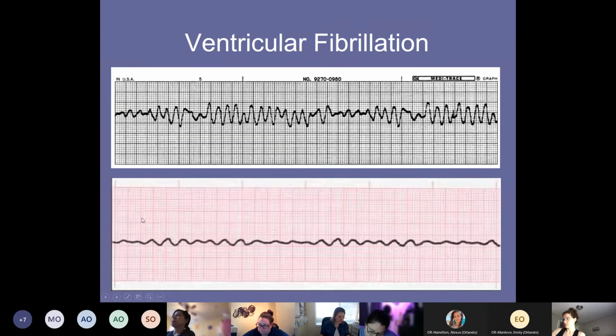VFib, defib, right? This is a chaotic rhythm, discharge of ventricles from multiple irritable electrical foci in the ventricles. Remember with VTAC, it was one cell that was irritated that kept firing. VFib is multiple cells. They're all firing. It's chaotic. Okay, the treatment is defib, rapid defib.